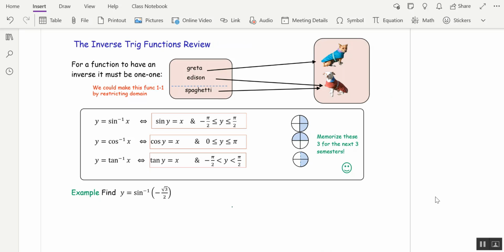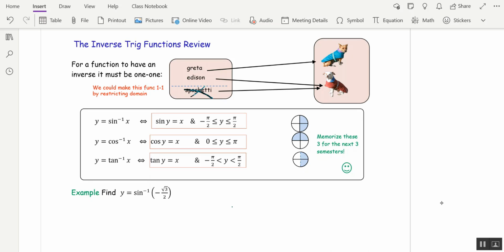And so if I want to go backwards and I'm at this red dog, I don't know whether to go to Edison or Spaghetti as a name. So what I can do is just make my domain smaller. I can take Spaghetti out of the domain, and then I know exactly where to go back to when I'm at the red dog. I go to Edison.